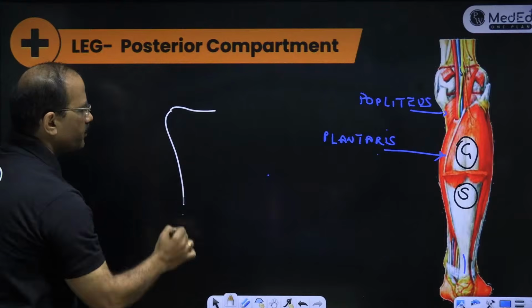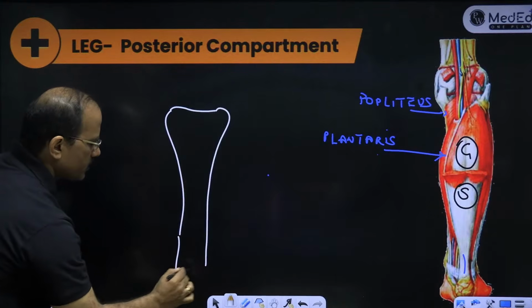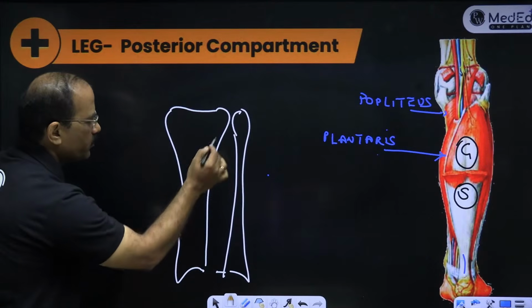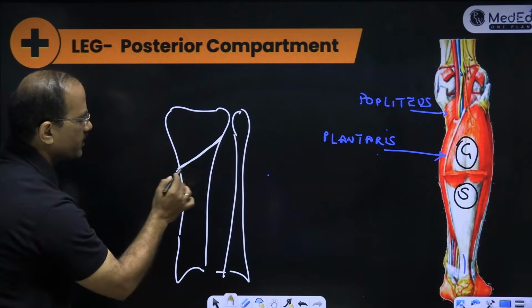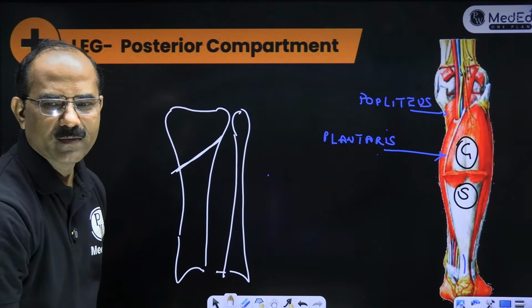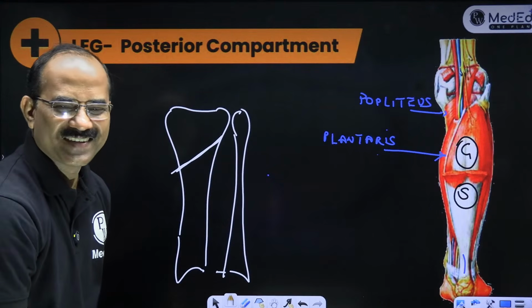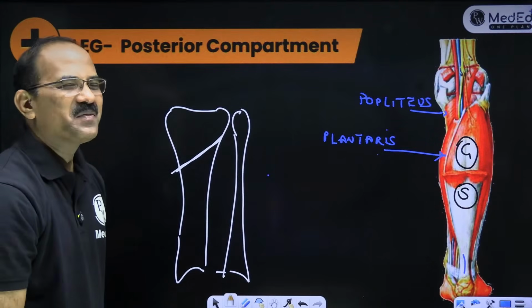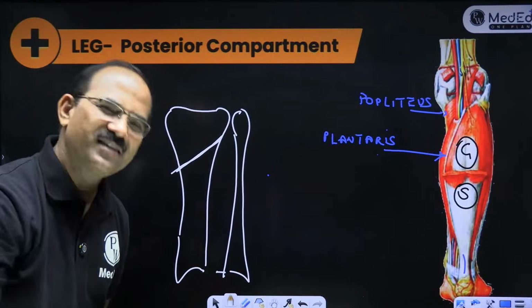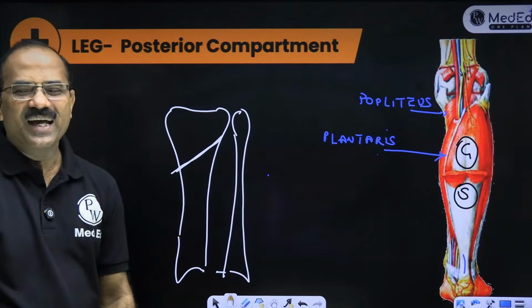Come on, tell me fast. This is our tibia. See, this is how you have to study bones. When you study for the theory, bones automatically get done. Tell me, what is this line? Very good. Middle 1/3 of the posterior surface of calcaneum. Excellent. Tell me, what is this line on the tibia?